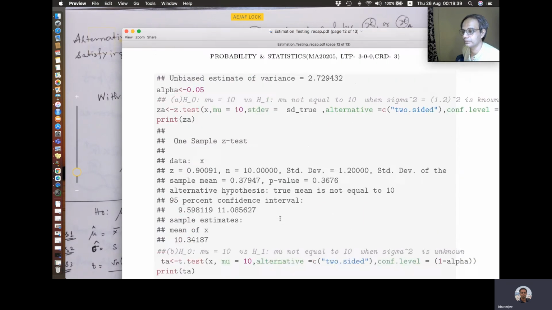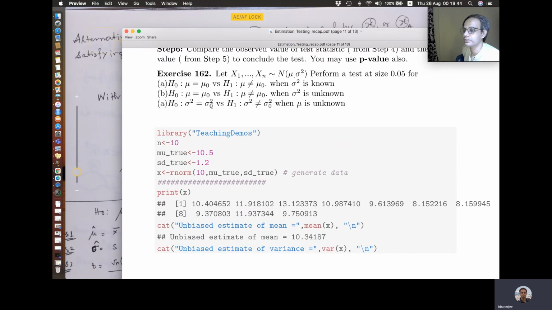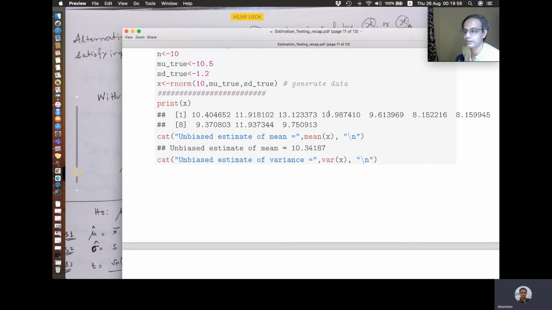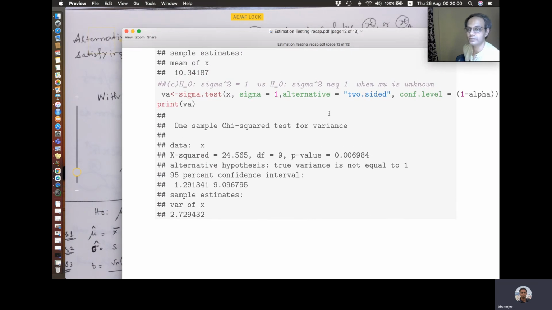And here is another example, the third one: sigma square equals sigma naught square versus sigma square not equal to sigma naught square, when mu is unknown. So that is talking about the variance. Not only can you test for the mean, you can also test for the variance. It will give you a chi-square test, because you know that the sum of xi minus x bar whole square divided by sigma square follows a chi-square distribution. From there you can construct a chi-square test.